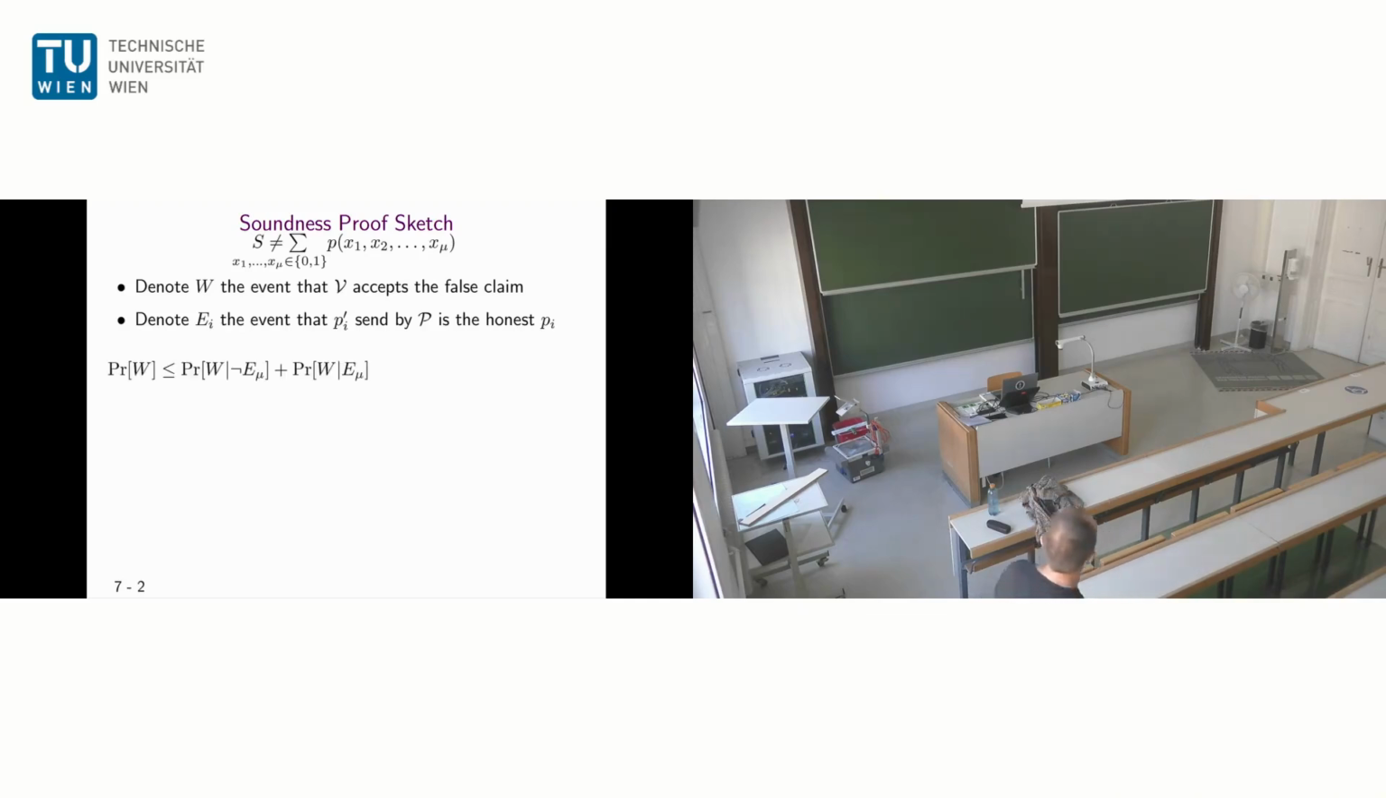So immediately, by the law of total probability, we can upper bound the probability that the verifier accepts the wrong claim. By this term, we condition on the event that in the last round the polynomial is not the right polynomial, or by the probability that he accepts the wrong claim and in the last round he sent the right polynomial. Okay.